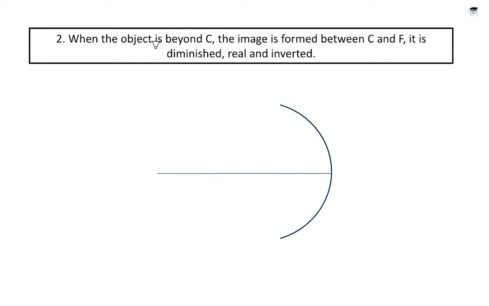So let's do the second case, which is when object is beyond C. Okay. So I am going to roughly draw my focus and my center of curvature here. So it says the object is beyond C. So let's first of all draw our object. Always draw the object first. So let's say this is our object. Okay, done. So it is placed beyond C. So we are placing it beyond C.